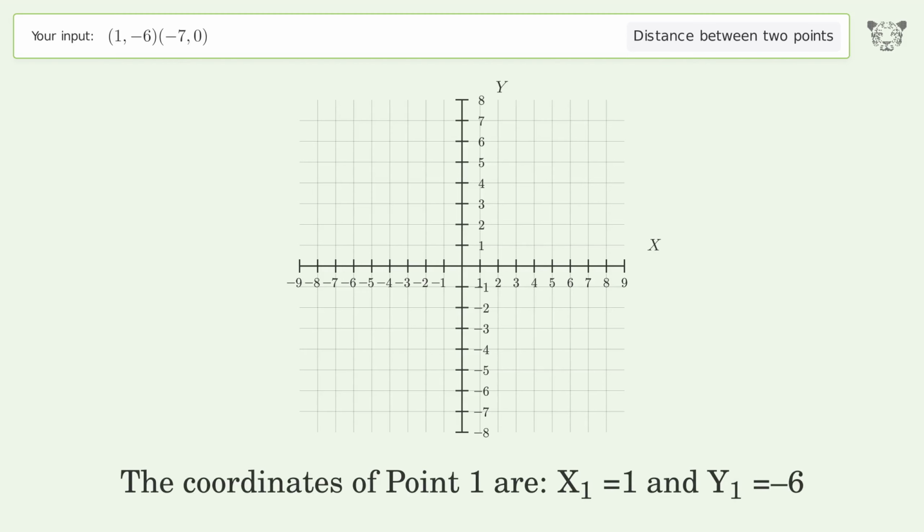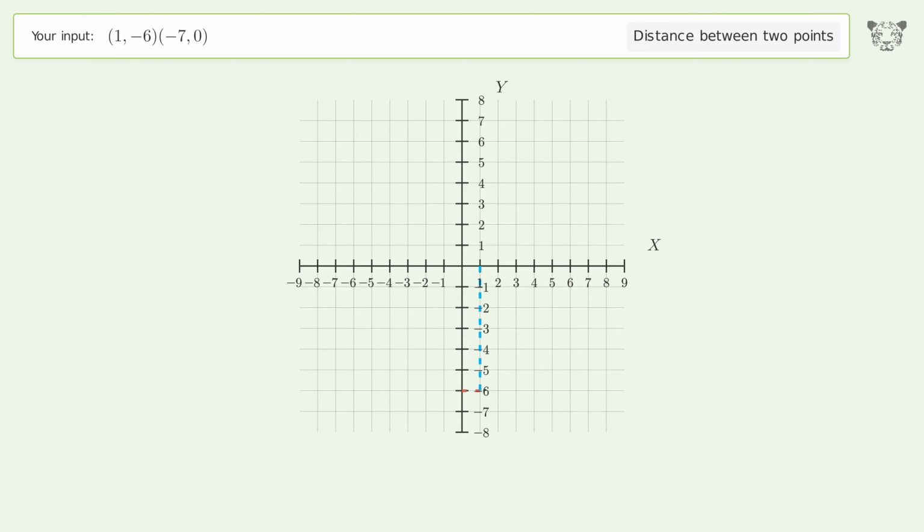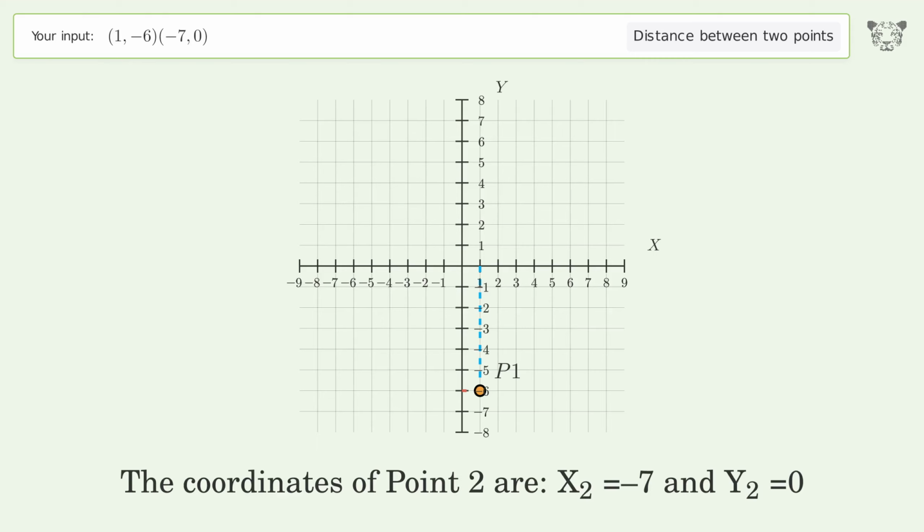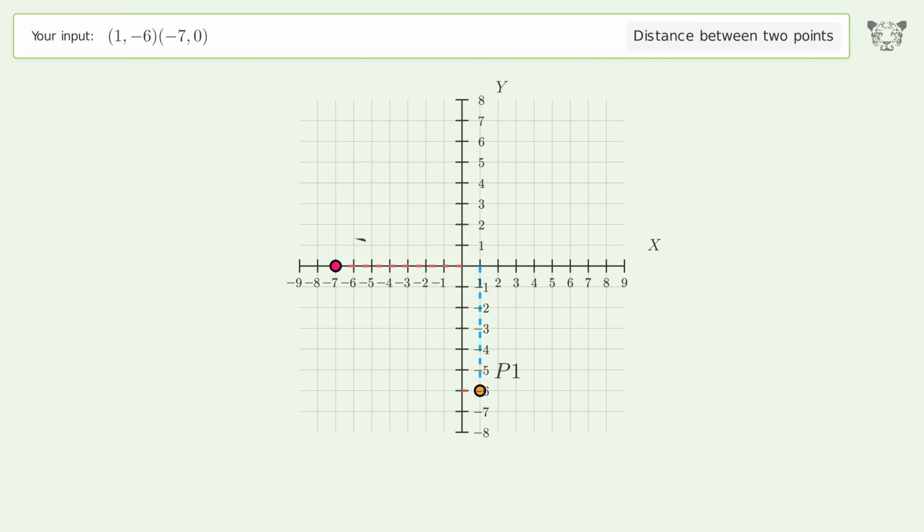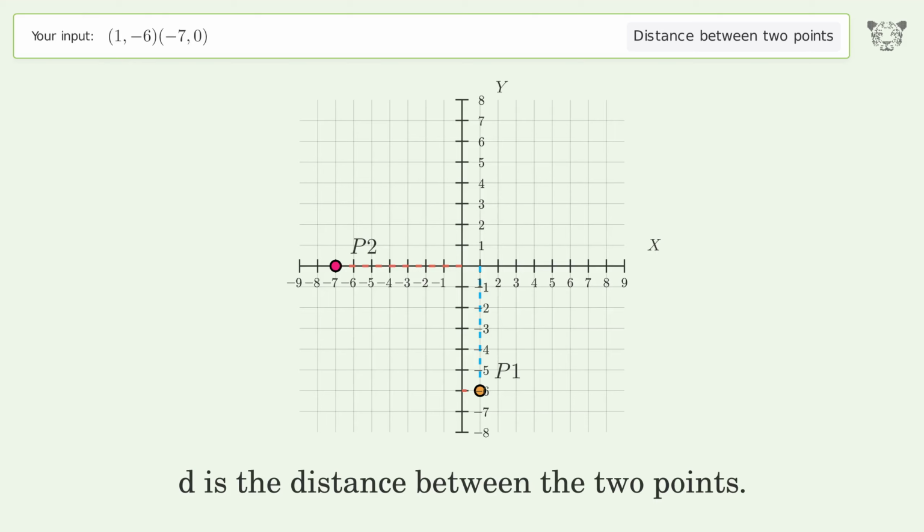The coordinates of point 1 are, x1 equals 1 and y1 equals -6. The coordinates of point 2 are, x2 equals -7 and y2 equals 0. D is the distance between the 2 points.